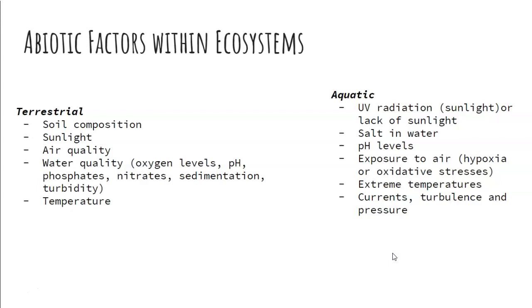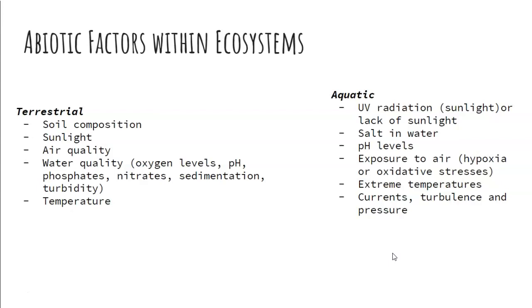Sunlight. Do I have direct sunlight, lots of sunlight, less sunlight? Sunlight is going to have a huge impact on what grows in that ecosystem. Air quality, water quality, things like how much oxygen is in the water, the pH level, the phosphates, the nitrates, sedimentation, meaning how much dirt is mixed in, turbidity, is it moving really fast or moving slow? All of these things are going to have an effect on what can grow in that area and what can live off of the water or what can live with the air quality.